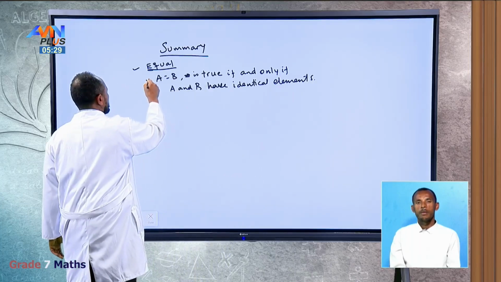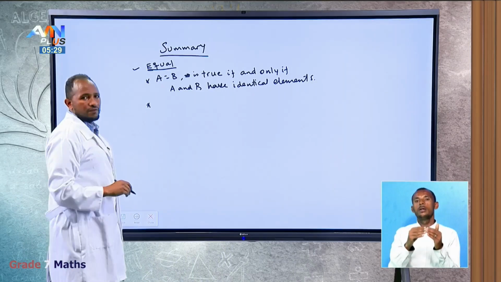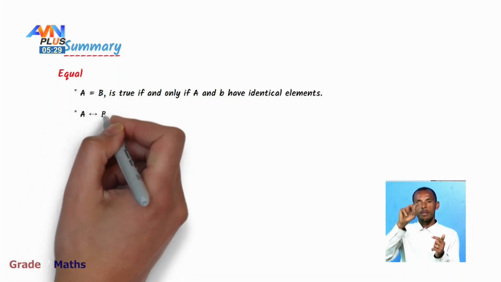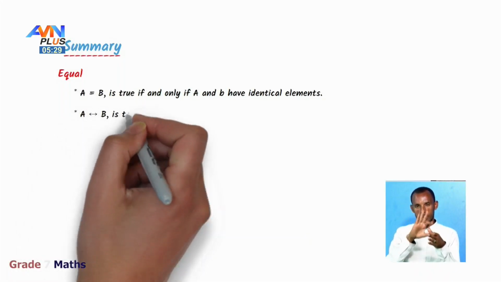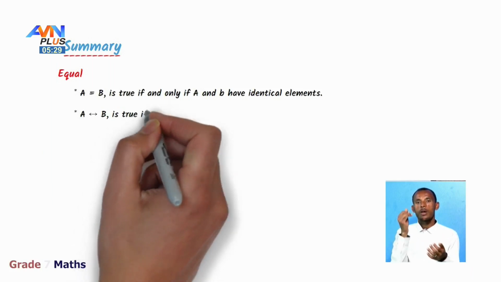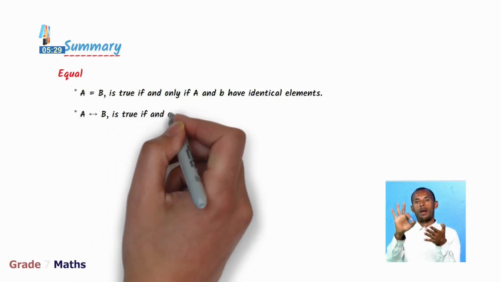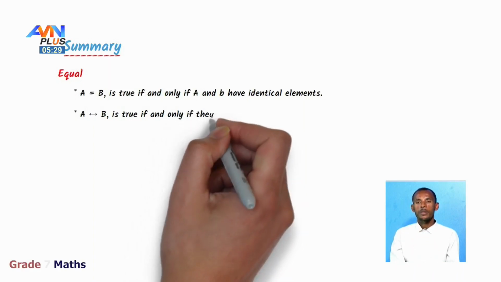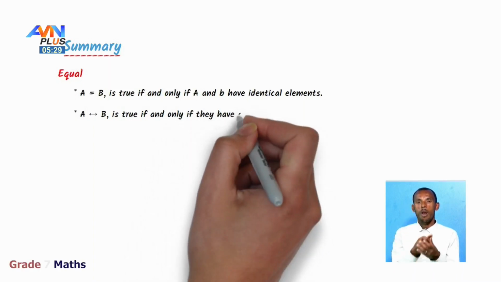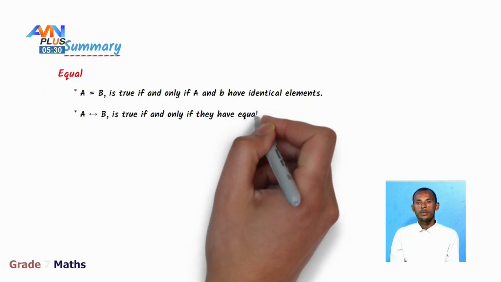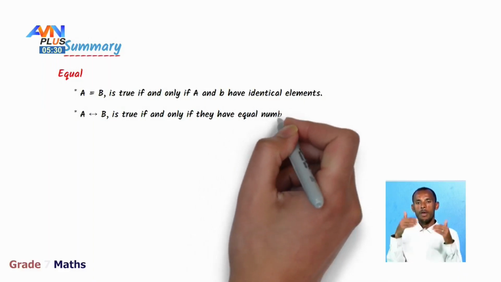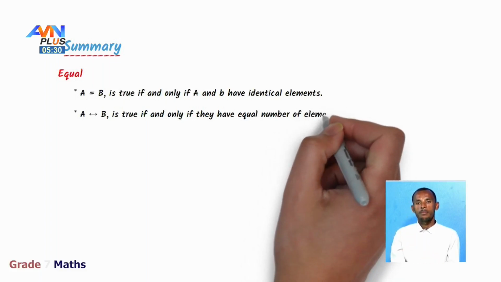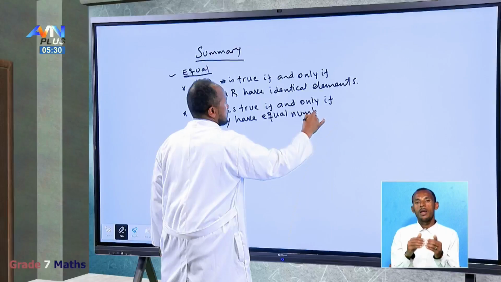We have seen these equal sets. The second one is equivalent sets. Two sets are said to be equivalent if and only if they have an equal number of elements.